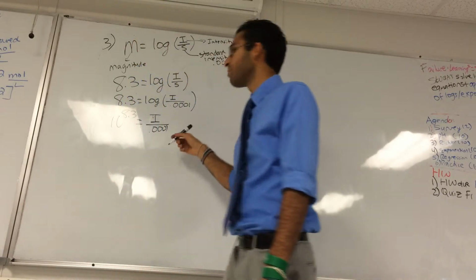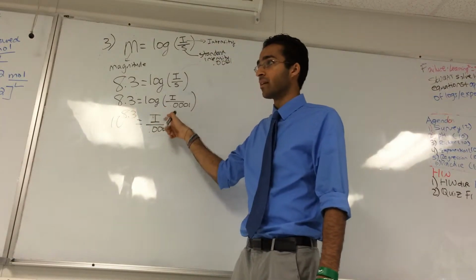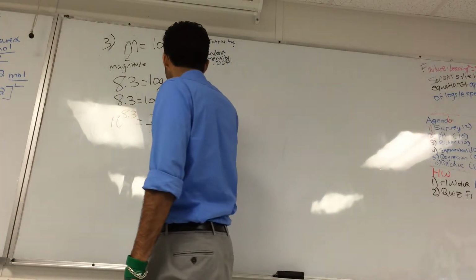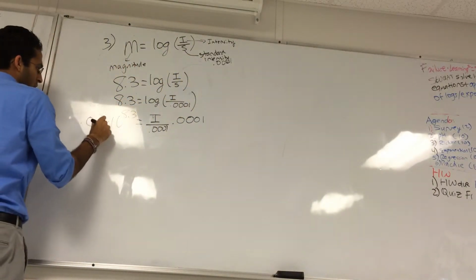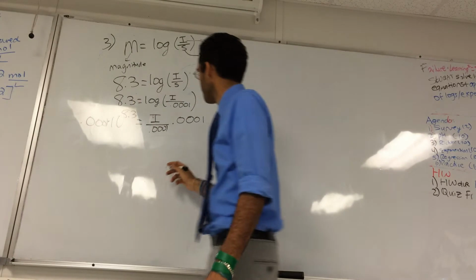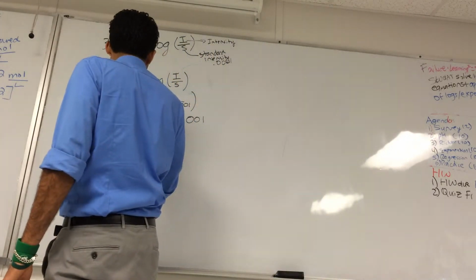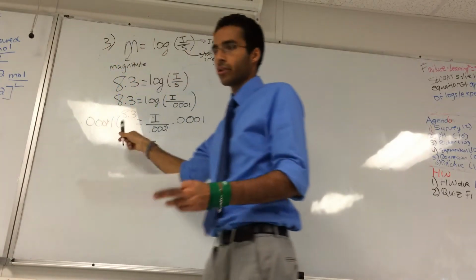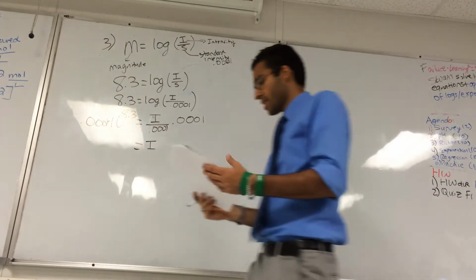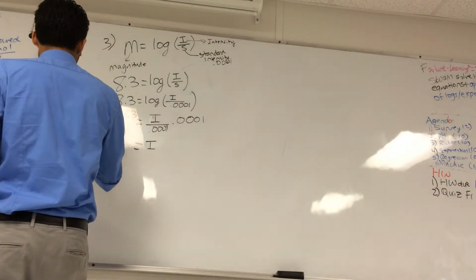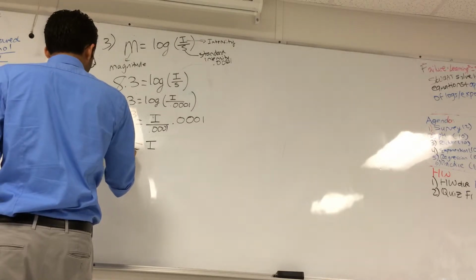Yeah. And now I'm going to multiply both sides by 0.0001 because I want I by itself. I'm trying to solve for that. 0.0001 times 0.0001, so this goes away here. So I'm left with I equals this. This can be done on the calculator. And I got 19952.623.